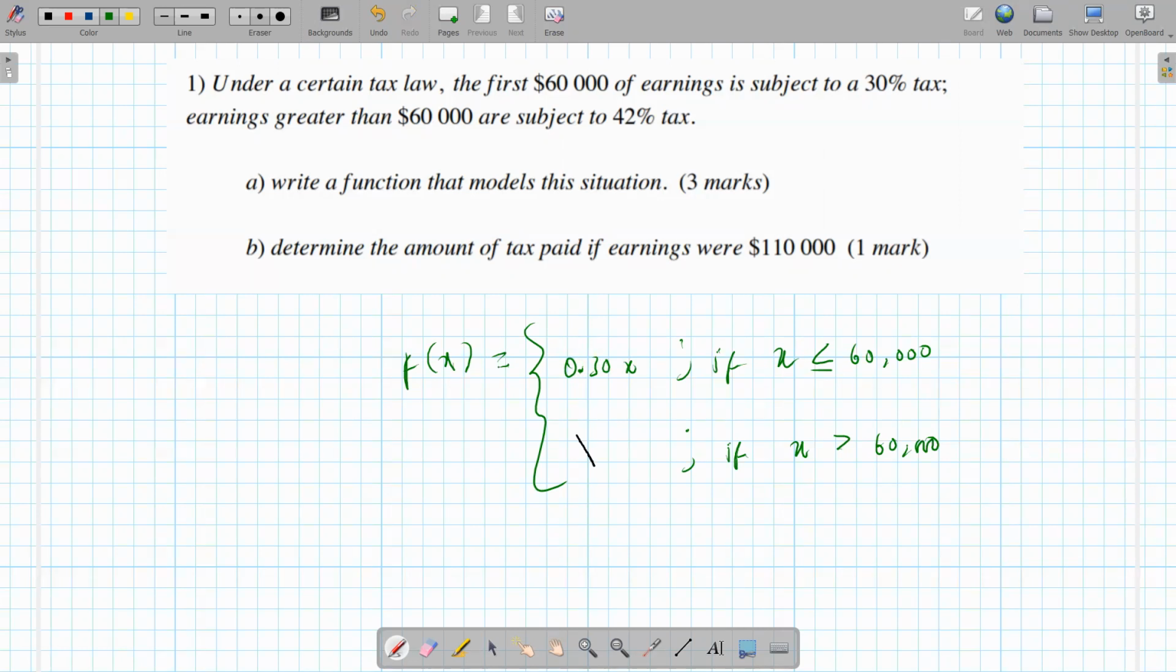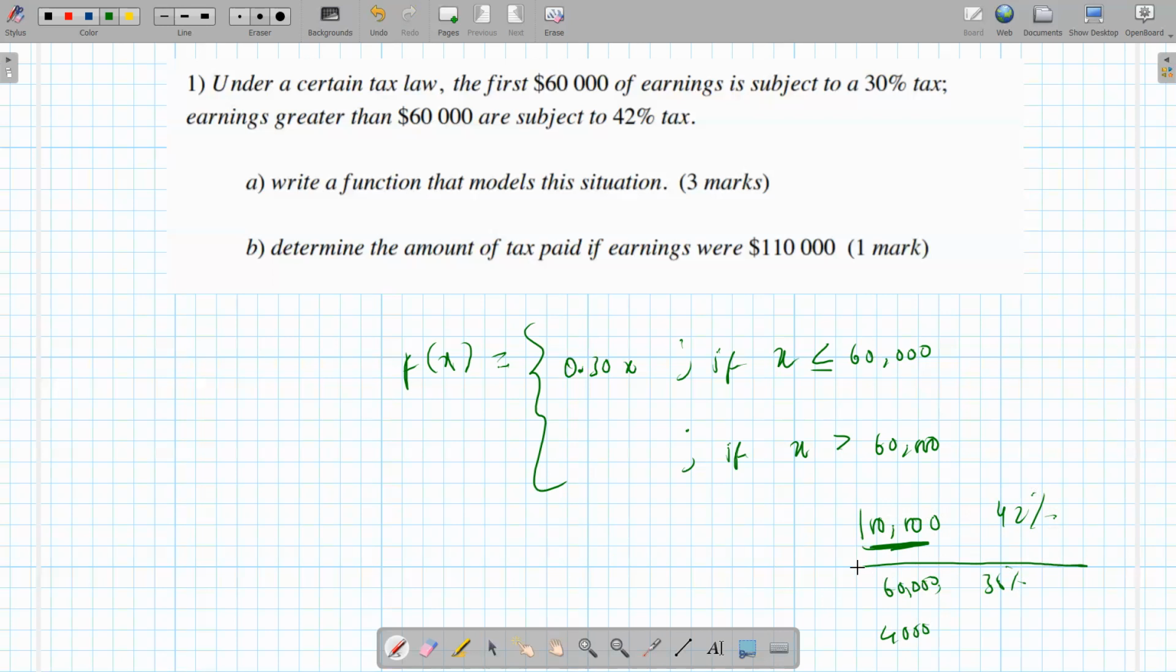Not quite, because if you earn 100,000, you're not going to pay 42% on all of this, okay? You're going to pay 30% on the first 60,000, okay? And then on the remaining 40,000, you'd pay 42%. So that part is a little bit tricky.